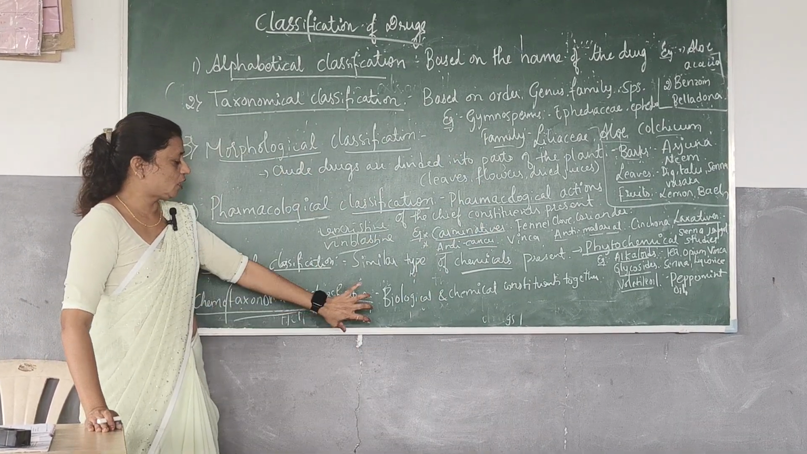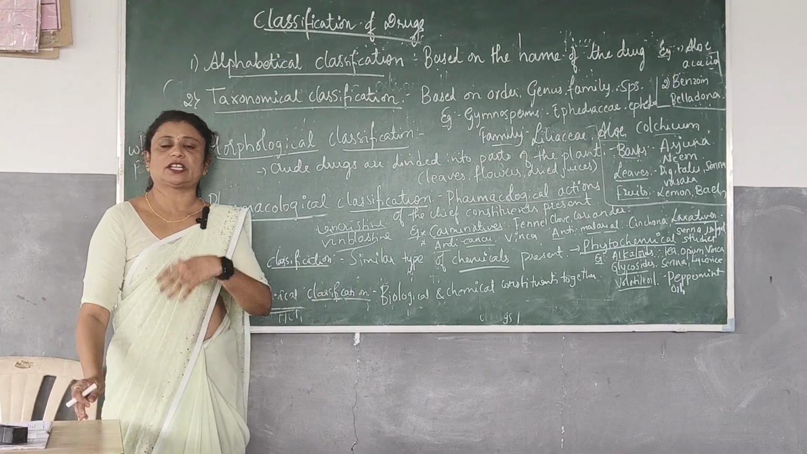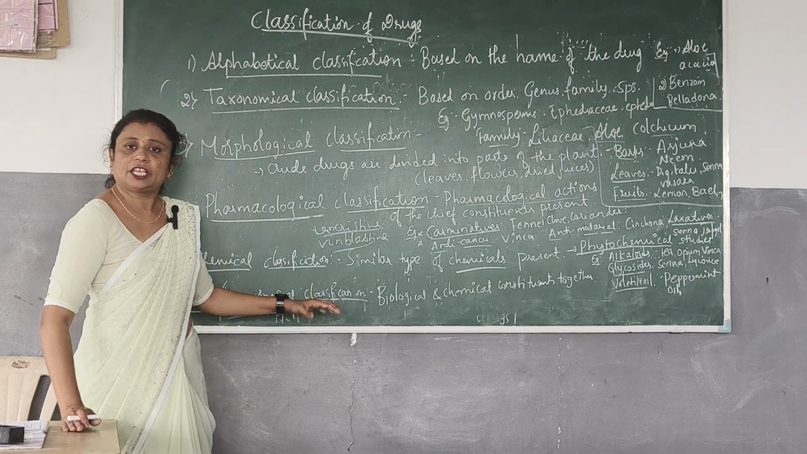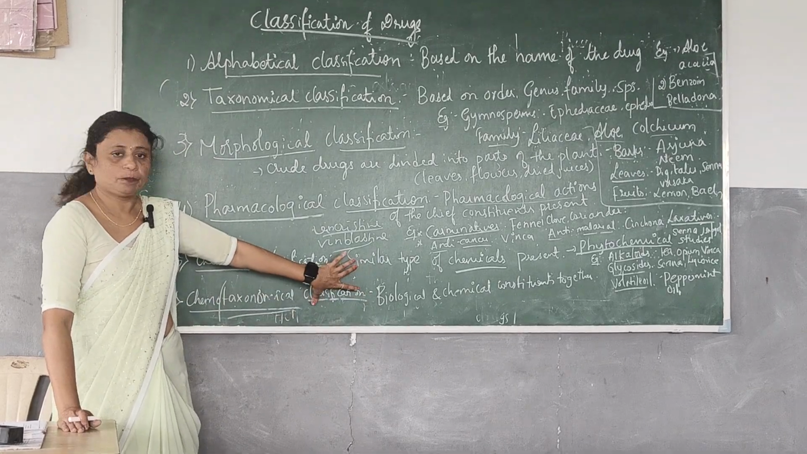So next, as I told you, chemotaxonomical: based on the biological source and chemical active ingredients present in the drug, the drugs are classified in the chemotaxonomical classification.